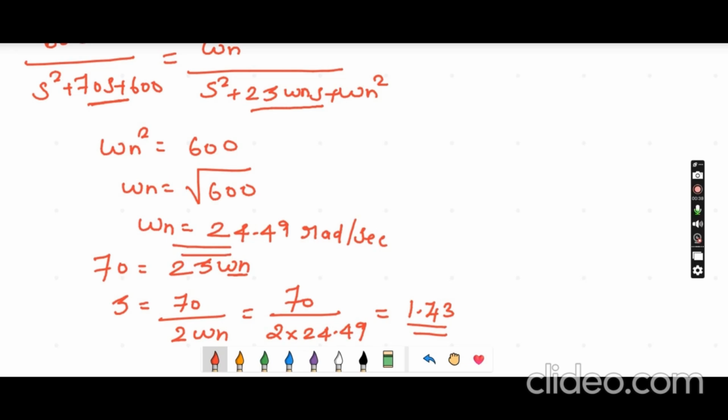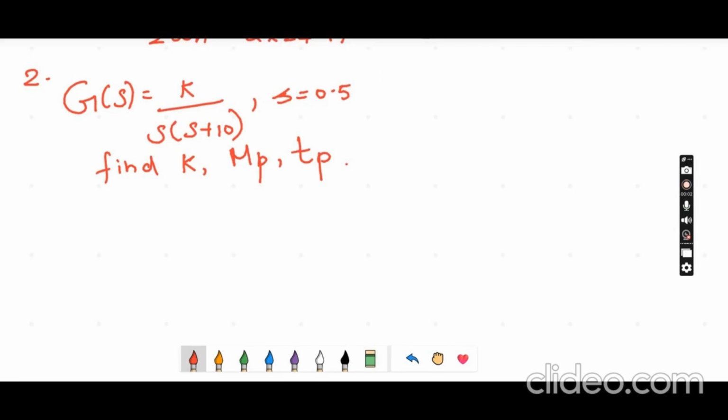Given the unity feedback control system characterized by an open loop transfer function G(s) equal to K by s into (s plus 10), we need to determine the value of K for the given value of zeta as 0.5. In addition to that, we also need to obtain the value of Mp, that is maximum peak overshoot, and Tp, the peak time. For the given system, it is unity feedback only.